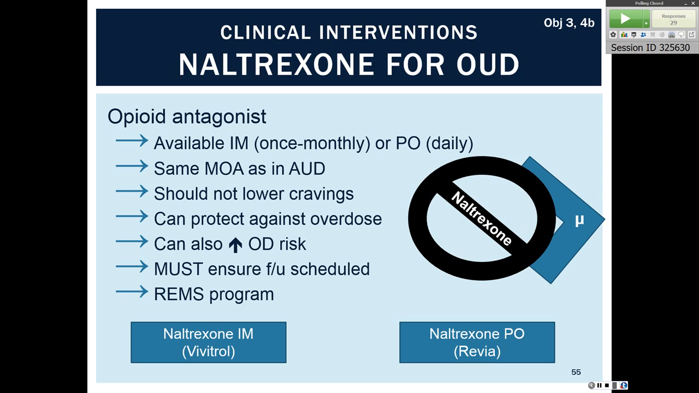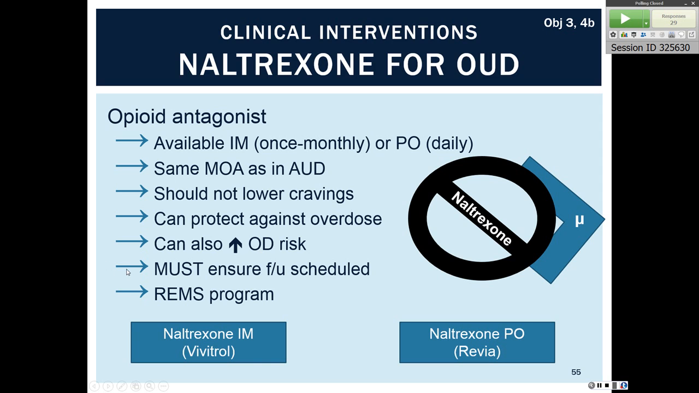Naltrexone can protect against opioid overdose. If you use on top of it, you shouldn't get any effect. But just remember that whole theory behind if they try to punch through, if they try to use and overcome the effect of the naltrexone, they can overdose. So that's why it says it can also increase overdose risk for that reason specifically.